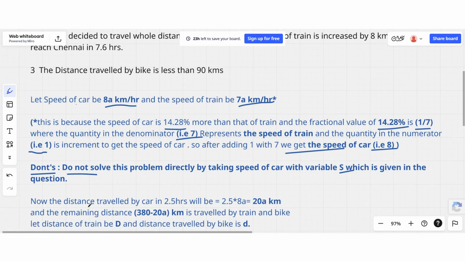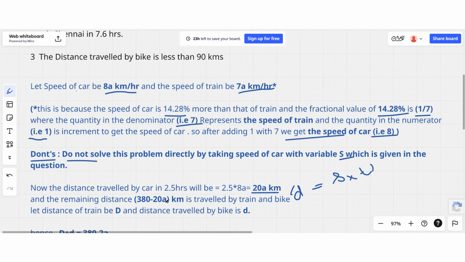Now, the distance traveled by the car in 2.5 hours is 2.5 multiplied by 80, equal to 200 kilometers, because distance equals speed into time. And the remaining distance is 380 minus 200, which is traveled by the train and bike combined.